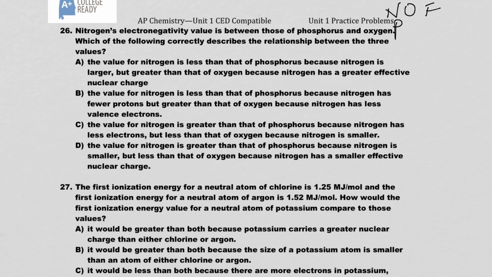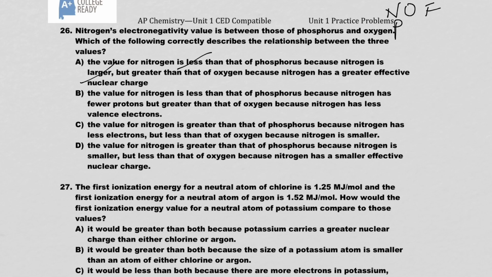Okay, so nitrogen is not as electronegative as oxygen, but more electronegative than phosphorus. So A, the value for nitrogen is less than that of phosphorus because nitrogen is larger. Is that right? The value of nitrogen is less than that of phosphorus, but because nitrogen is larger? See, what they're saying is incorrect. Nitrogen's value is more than that of phosphorus, and nitrogen is smaller. It has one less energy level of electrons. So be careful. Really think about the words, because it's easy to not pay attention to words like less and larger.